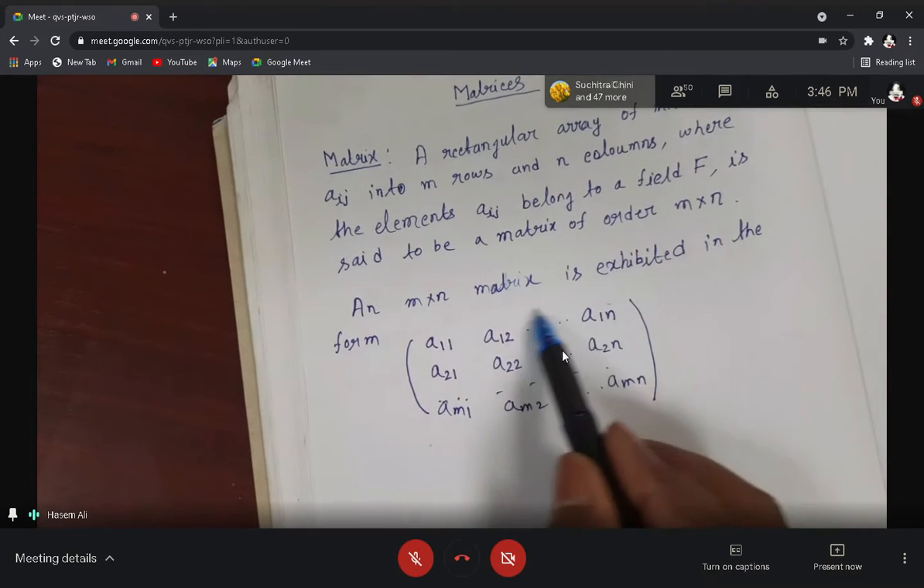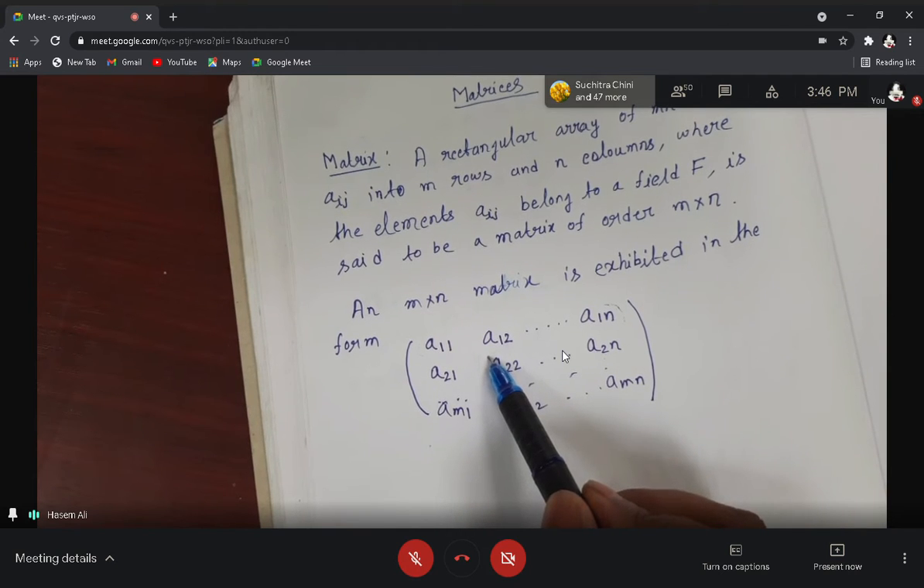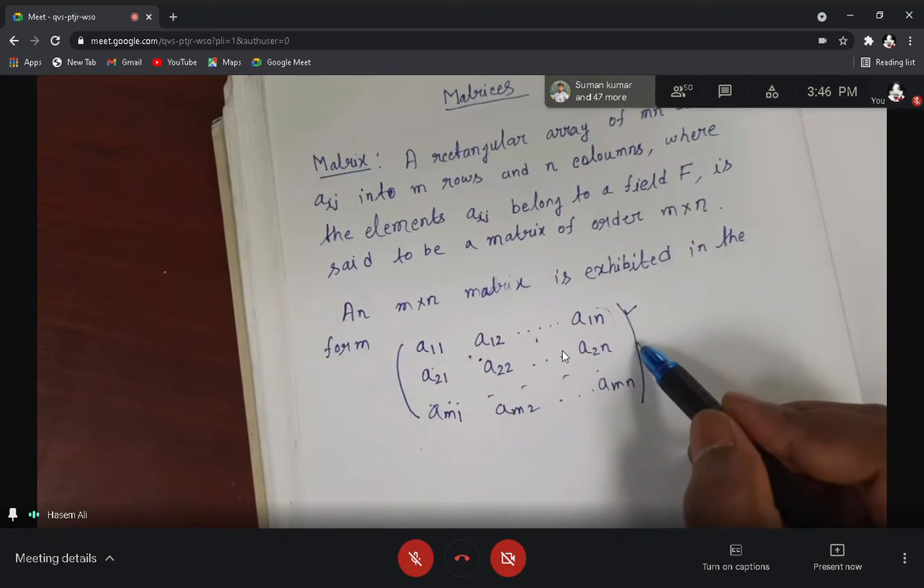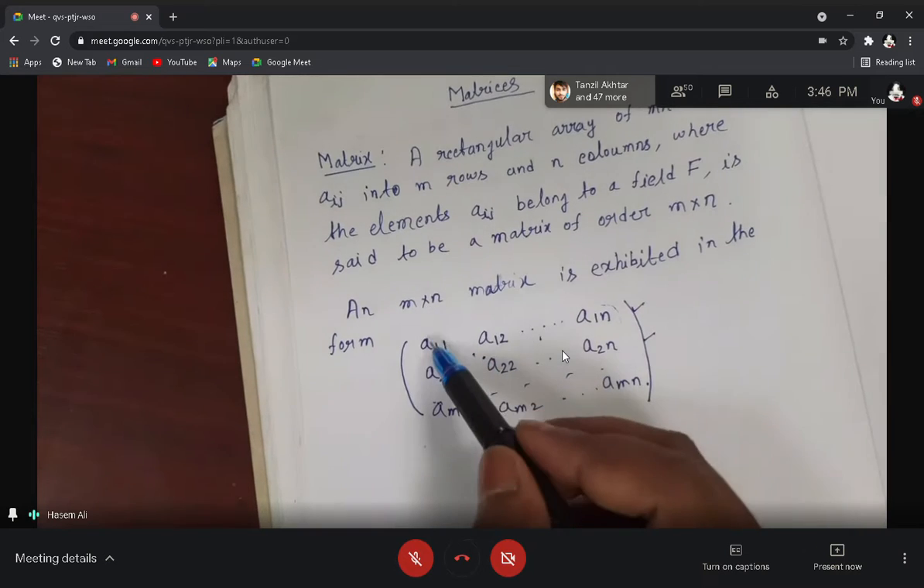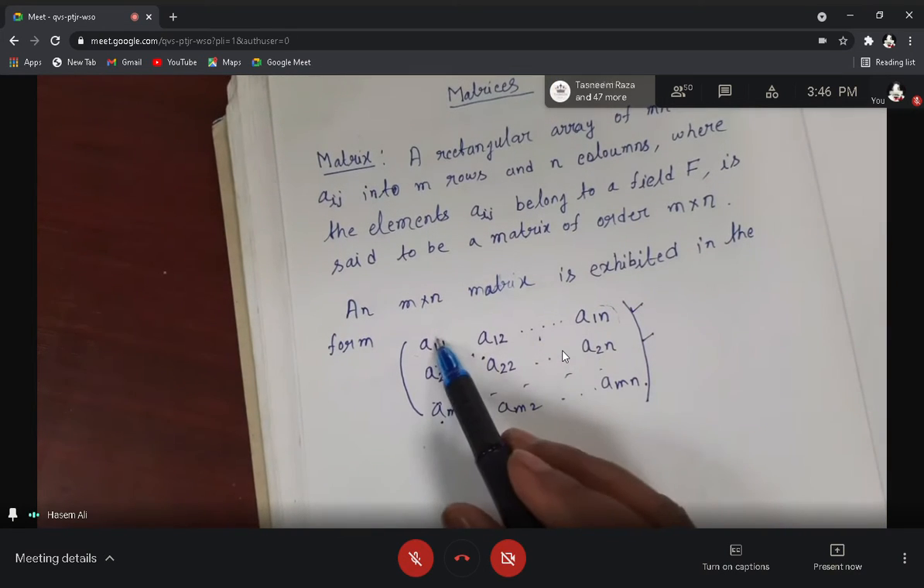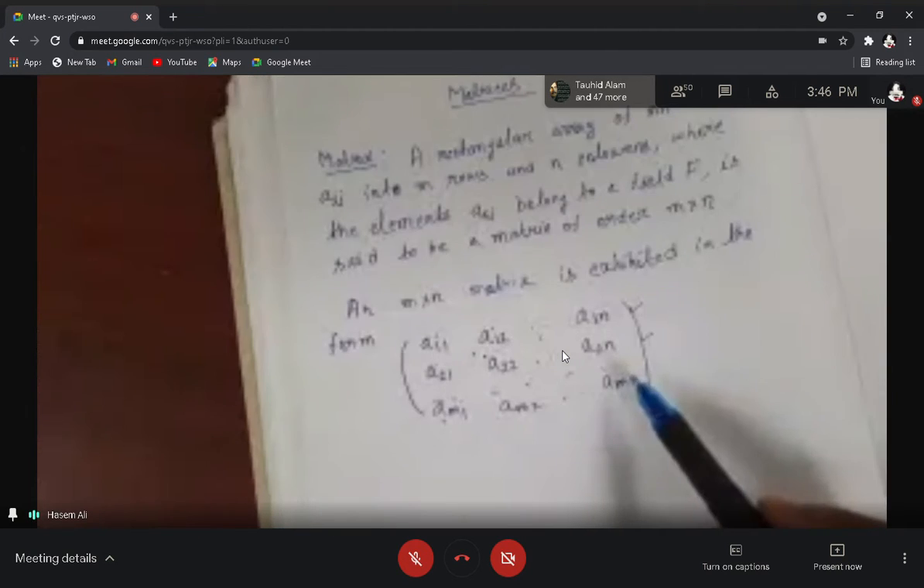These are called the rows of the matrix. This is the first row, this is the second row, and this is the mth row. And these are called columns. This is the first column, this is the second column.